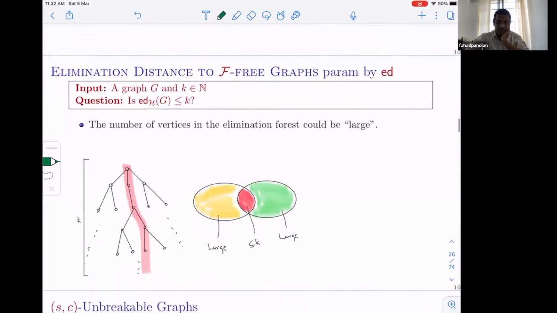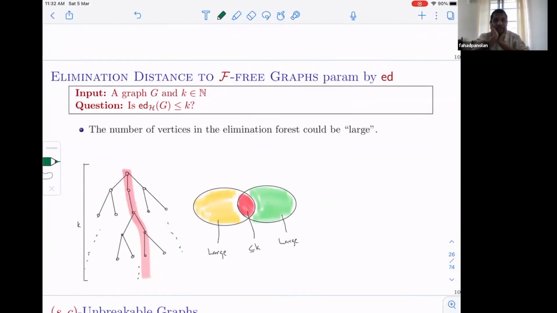Okay. Now just analyze. Suppose every elimination forest is very large. Then what will happen is you can find a small separator which separates lots of vertices, which means that in the middle you can find a leaf to root path, and that will separate the left hand side from the right hand side, and you will see lots of vertices from the left hand side and lots of vertices from the right hand side.